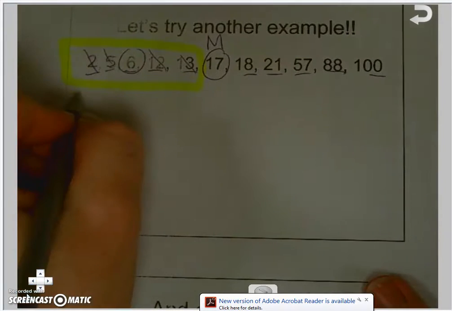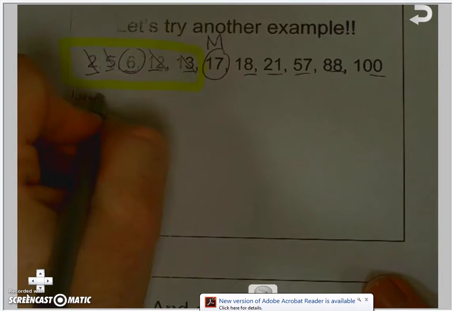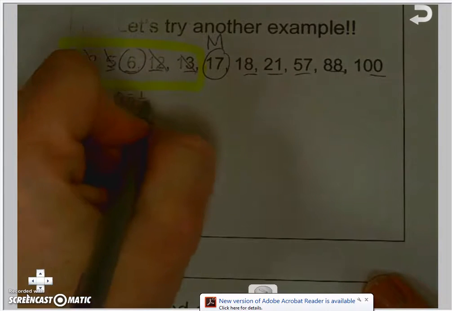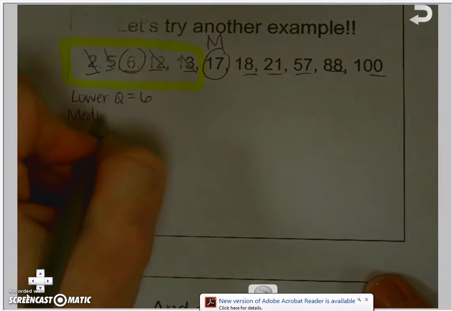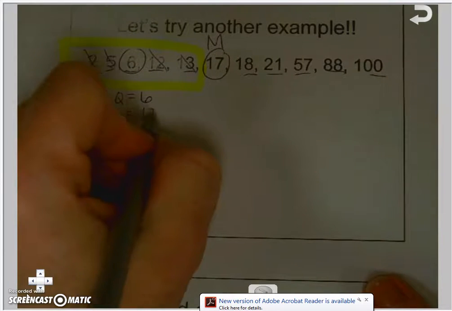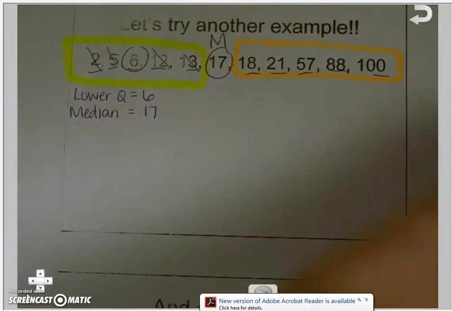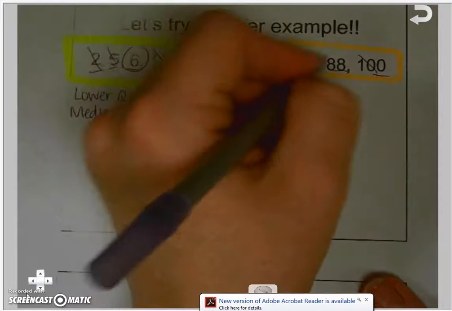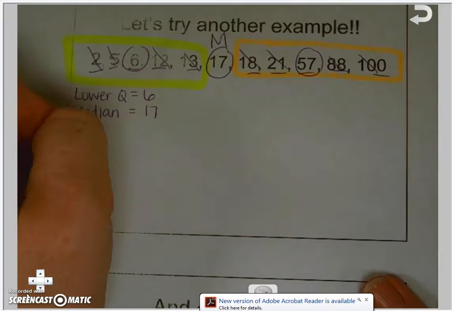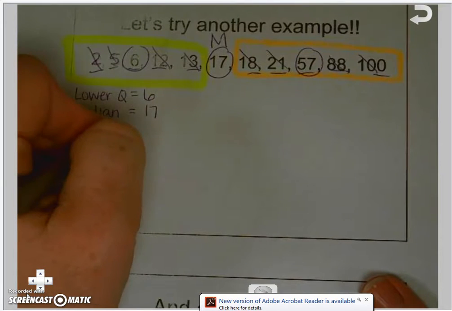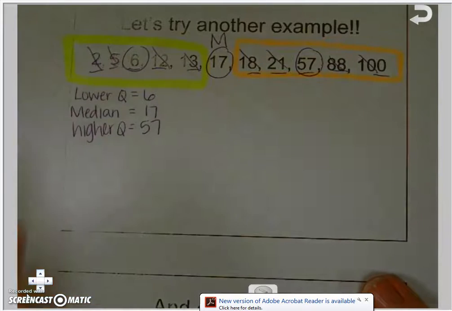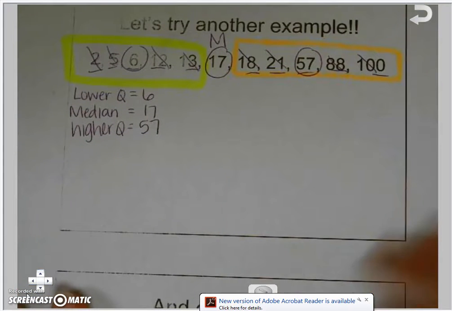So 6 would be my lower quartile. My median, or middle quartile, is 17. Now I'm going to take all the numbers above 17 and find the median, which would be 57. That's going to be your higher or your upper quartile. Okay, so now I'm ready to assemble my box plot.